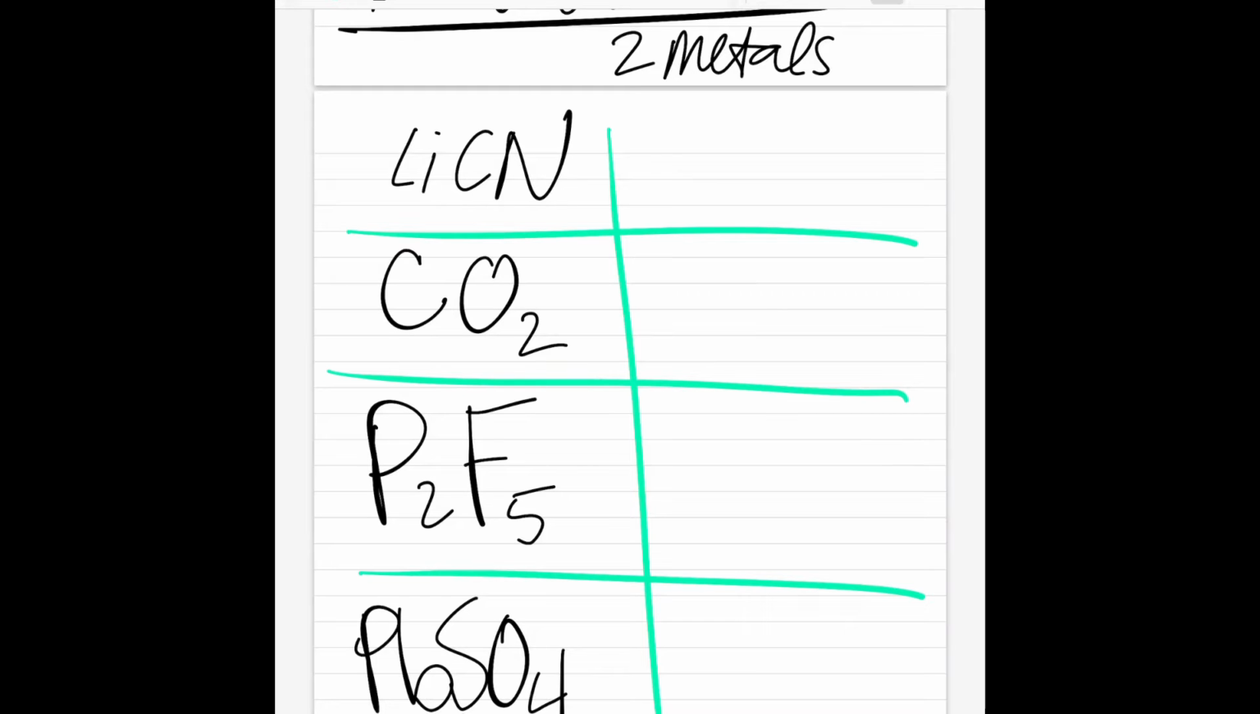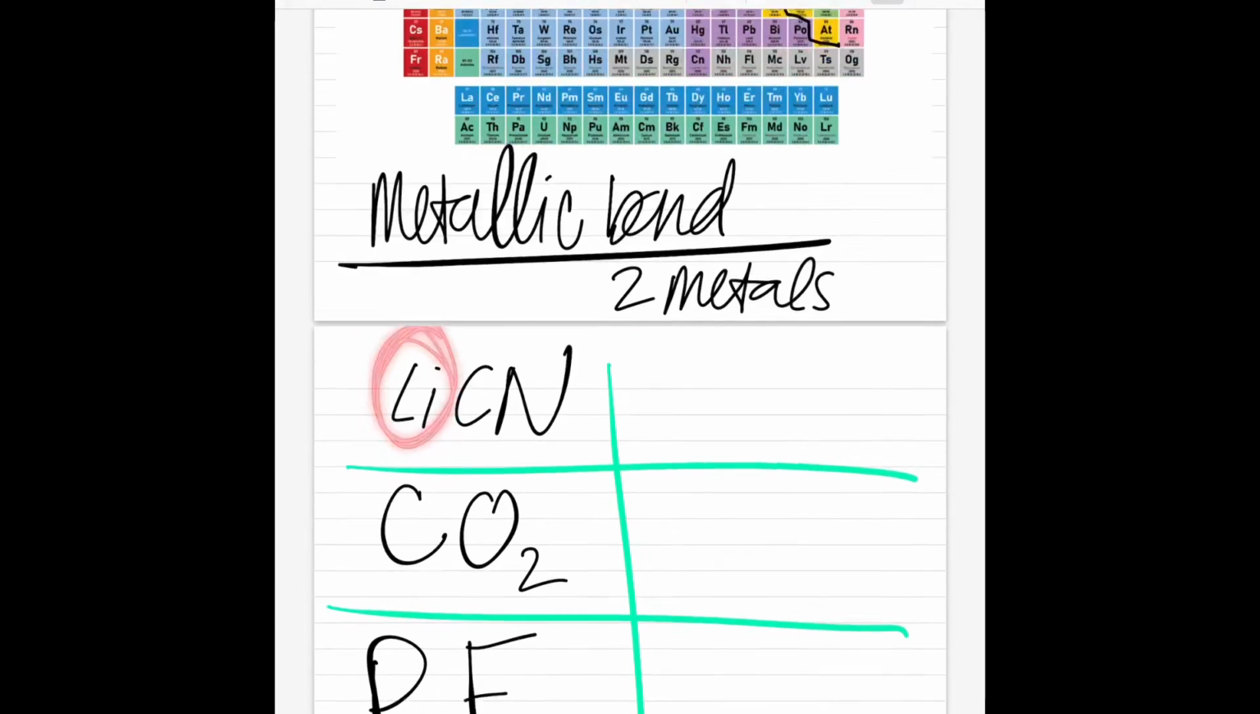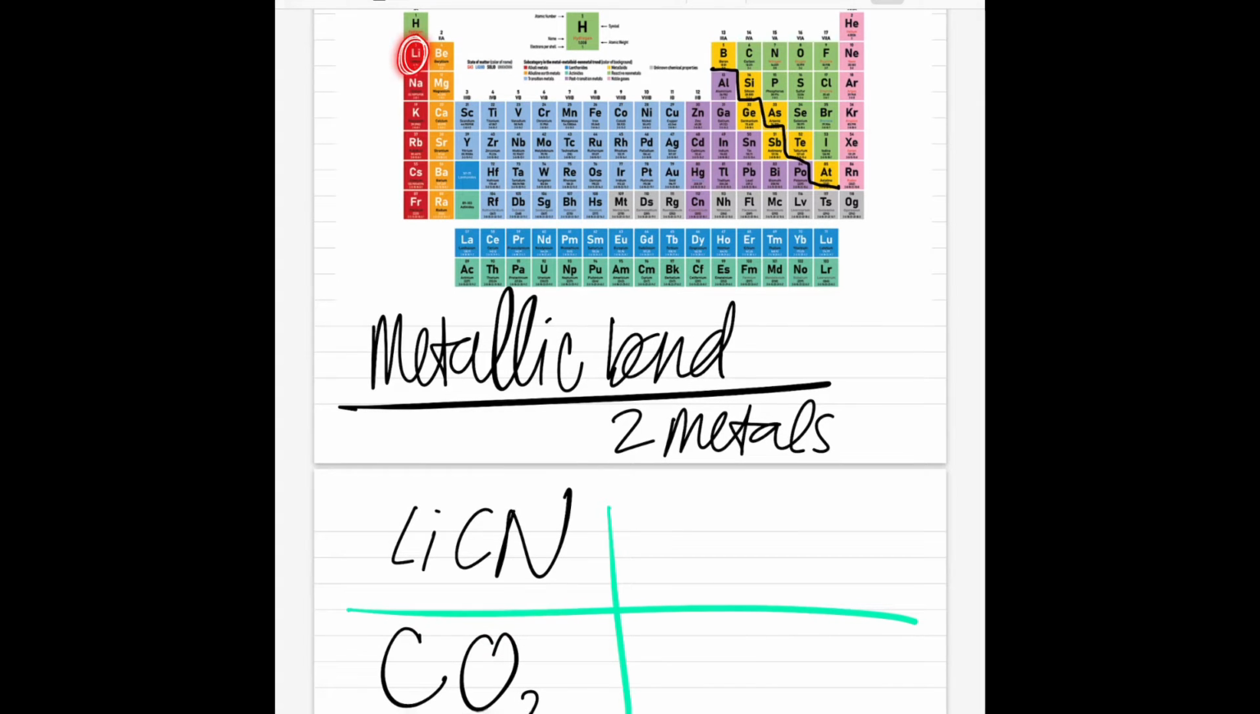All right, so on this first one, lithium is on the left side of the periodic table. Lithium is here, and then carbon and nitrogen are both over here on this side. So because they're on opposite sides of the periodic table, that means that it's ionic. All right. The next one, carbon and oxygen, they are both over here. So that means they're both nonmetals, which means that is covalent.